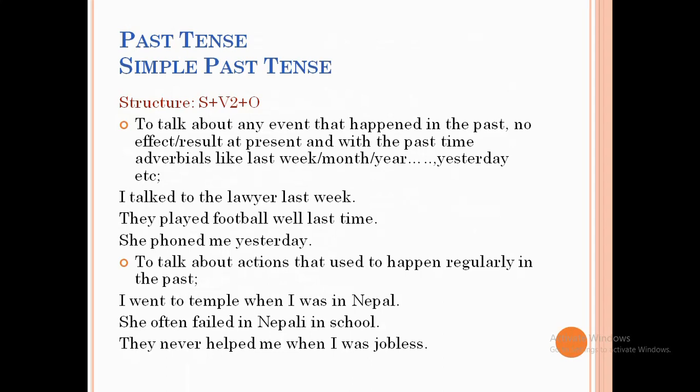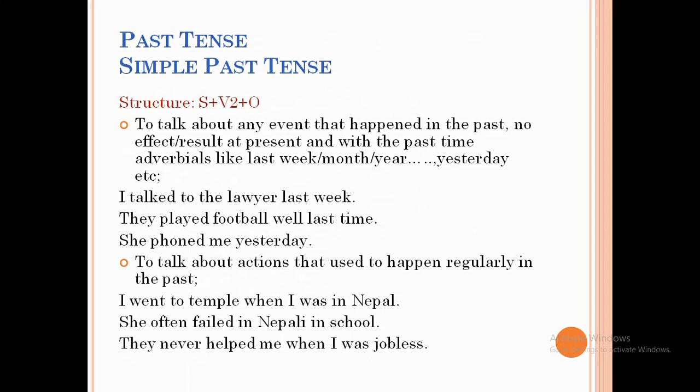Another situation where we can use simple past tense is to talk about actions or events that used to happen regularly in the past. Let's see some examples. I went to temple when I was in Nepal. See, in the past, when I was in Nepal.